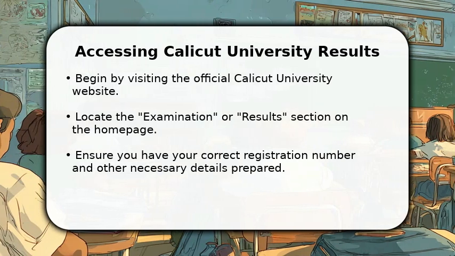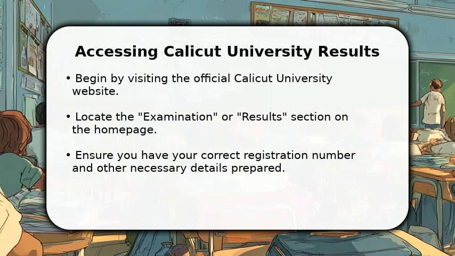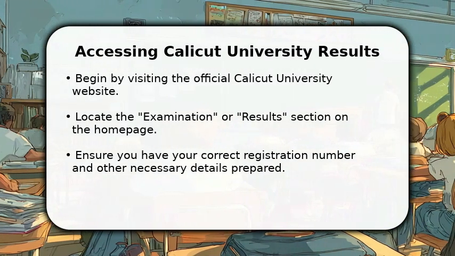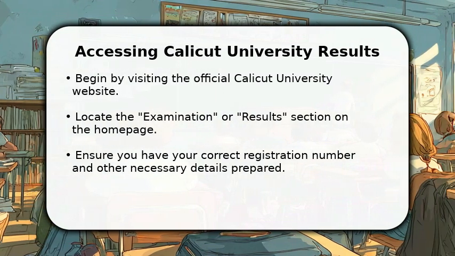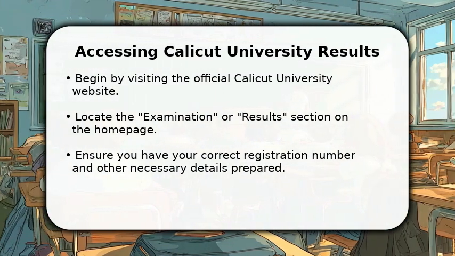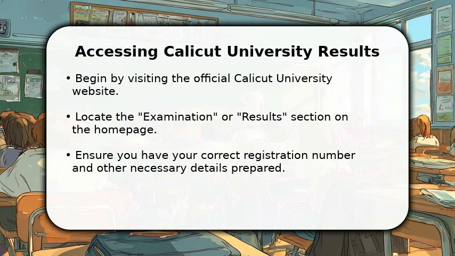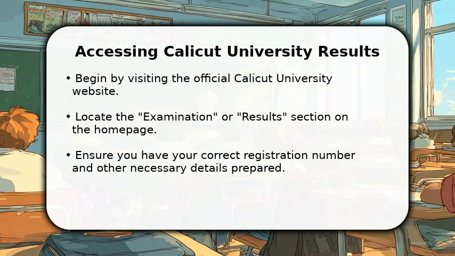In this video, I will explain how to get Calicut University old results. To begin, navigate to the official Calicut University website. Once there, look for the Examination or Results section, usually found in the main navigation or quick links.